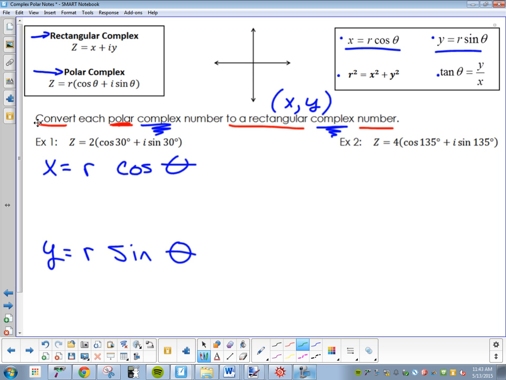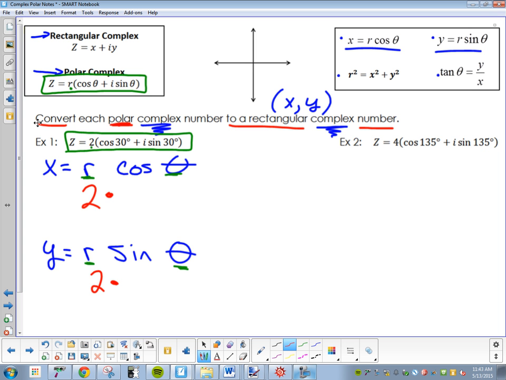Now all I got to do is figure out what's my r and what's my theta. So this is what's given to you. That is a polar complex number. A little bit, yeah, and we'll get to that. First, let's look at r. What's my r going to be? Where's my r located? Whatever's in front of your parentheses, that's your r. So what's my r for this problem? 2. So where I have r, I'm going to plug in the number 2.